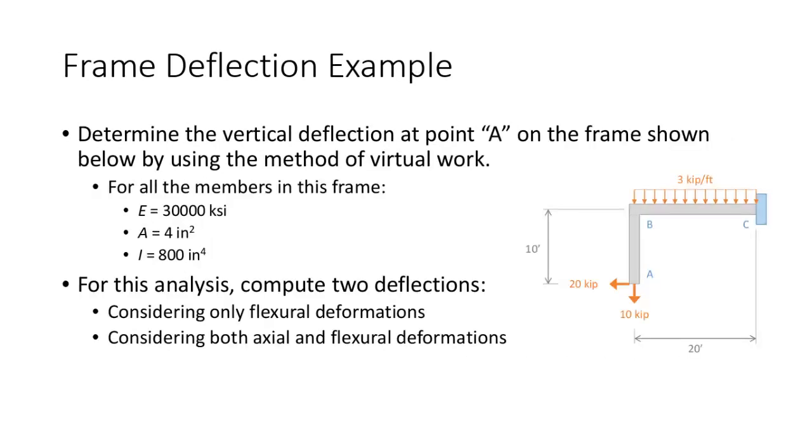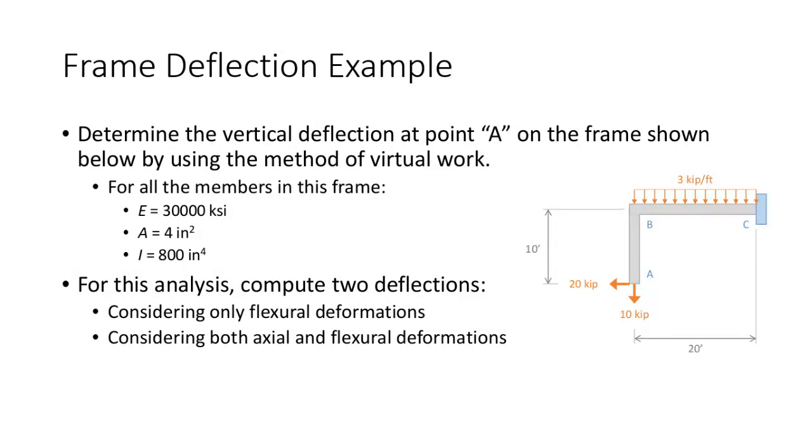So we have a frame here, and I want to determine the vertical deflection at point A using the method of virtual work. Now, for all of the members in this frame, we're going to keep everything constant. We have an E value of 30,000 KSI. We have an A value of 4 square inches and a moment of inertia of 800 inches to the fourth. Now, one of the things I'll tell you is that those section properties are actually designed to make the member a bit flimsy axially.